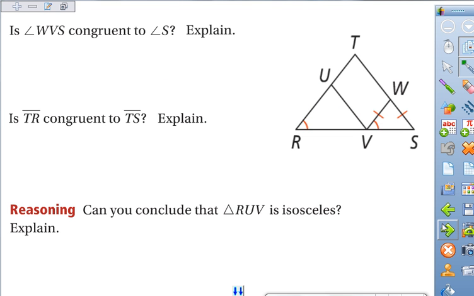Here's another example. Is angle WVS congruent to angle F? Explain. So in purple, there is WVS. We're trying to decide, is it congruent to this angle right here? And I would say yes, because the sides are congruent, then that has to have base angles congruent. So that's the isosceles triangle theorem again.